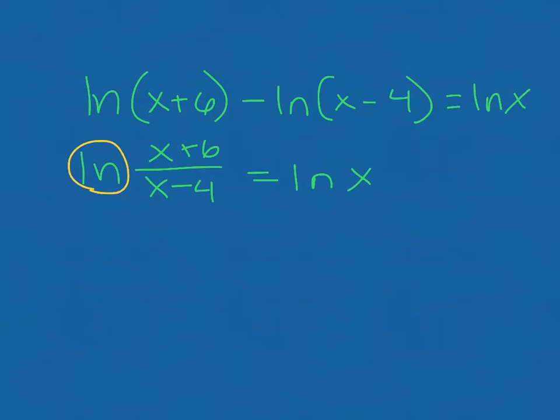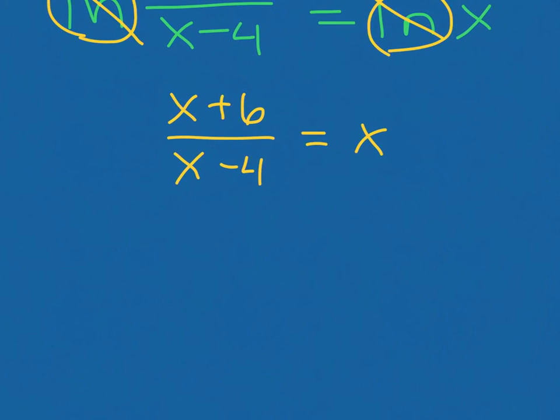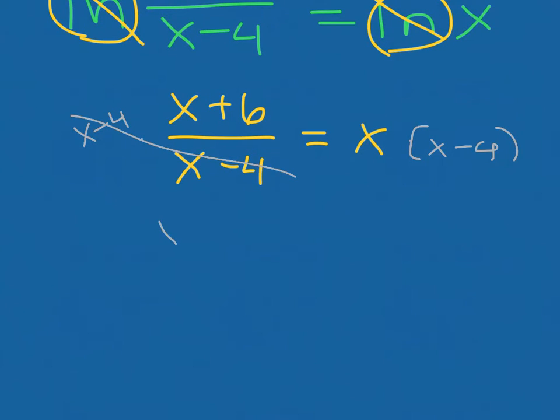As soon as I get that one ln on either side, I ignore those and set what's next to it equal to each other. And then I need to solve. So I'm going to multiply both sides by x minus 4. It's going to cancel from here. x plus 6 equals x times x minus 4, x squared minus 4x.